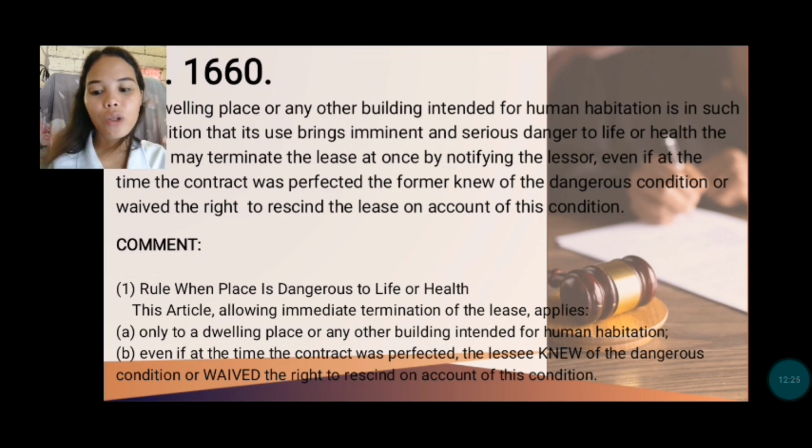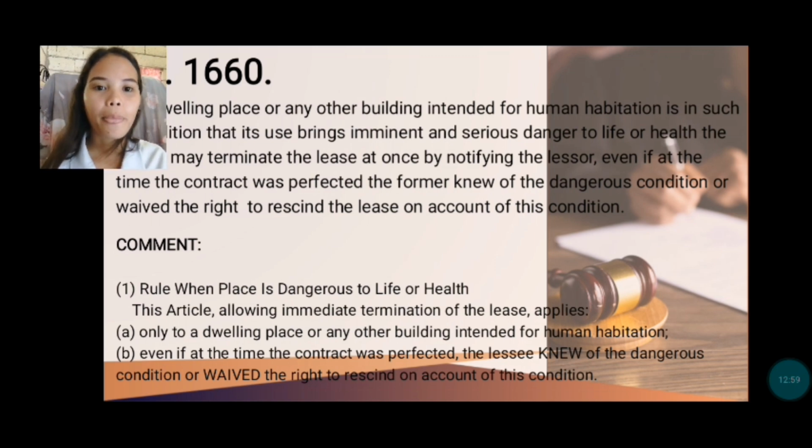In Article 1660, if a dwelling place or any other building intended for human habitation is in a condition that brings imminent and serious danger to life or health, the lessee may terminate the lease at once by notifying the lessor, even if at the time the contract was perfected, the former knew of the dangerous condition or waived the right to rescind the lease on account of this condition.